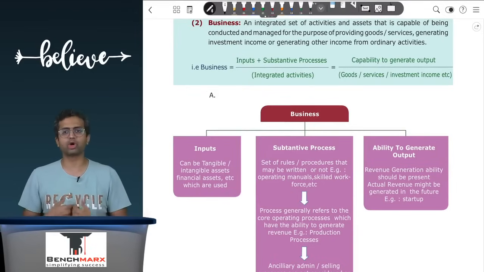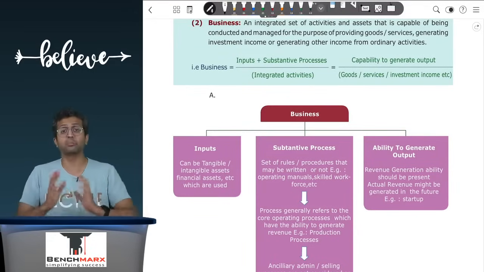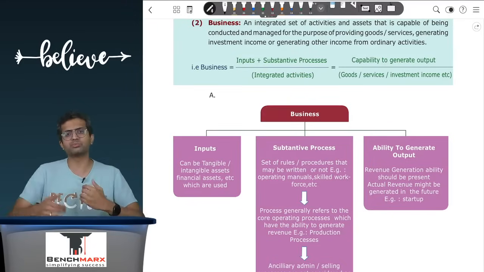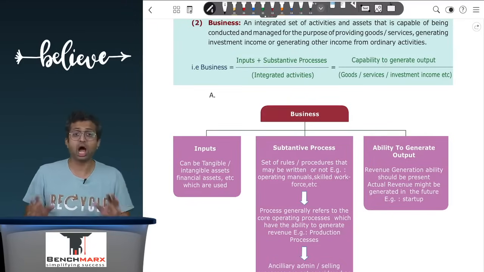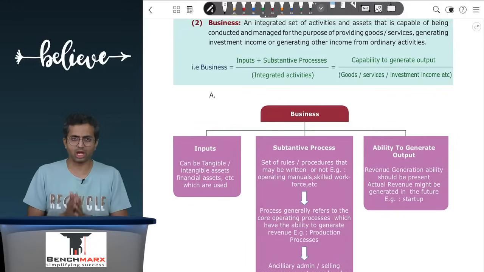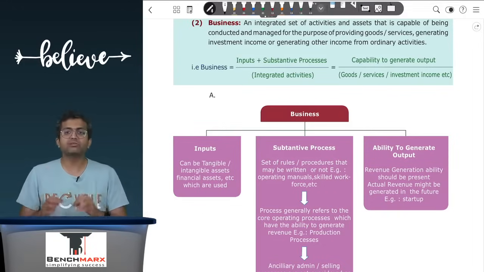Input can comprise of items like assets, materials, manpower, etc. Processes can be written like operating manuals or training manuals, or it can be a skilled workforce which can constitute a process as well, who knows how to use these inputs in order to generate outputs. And output is generally meant to be revenue. Now you might be a startup who is having an ability to generate an output or revenue. So currently revenue is not yet generated. However, you do have the ability to generate revenue, and hence even if there's an ability to generate revenue, that can be constituted as a business.